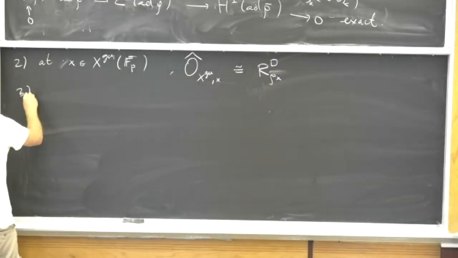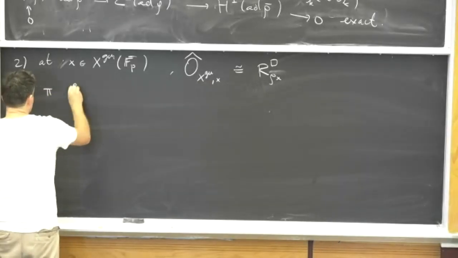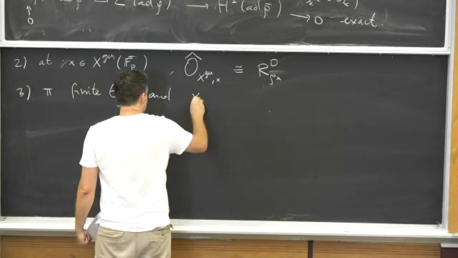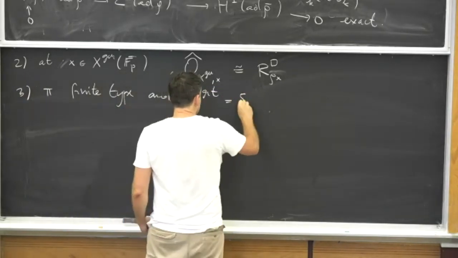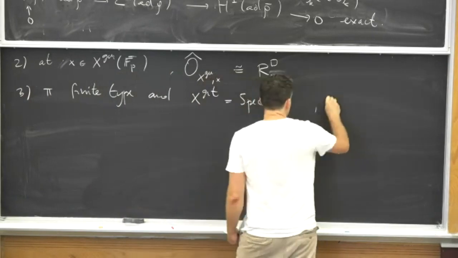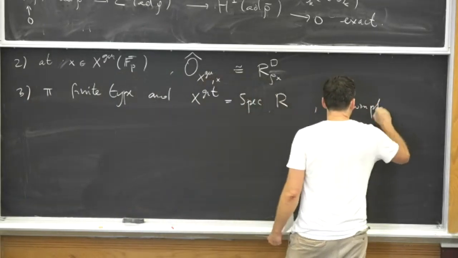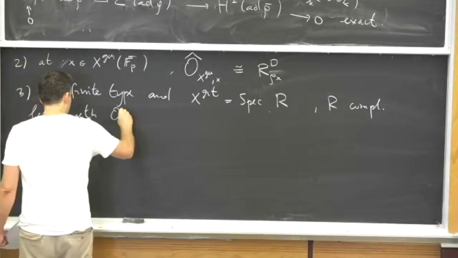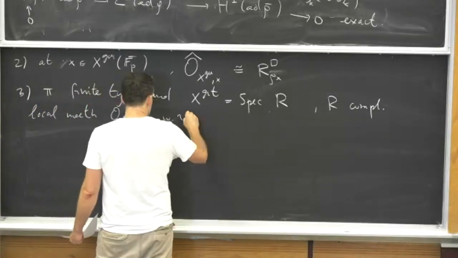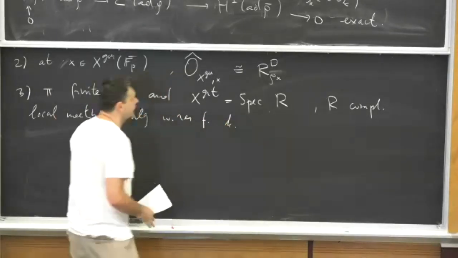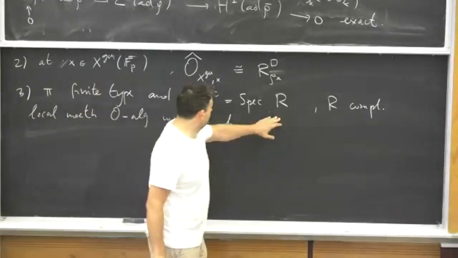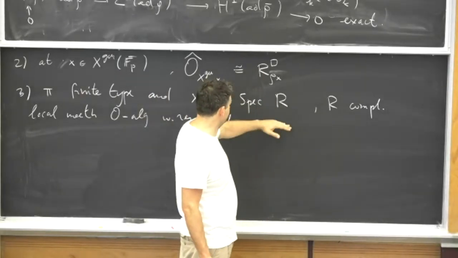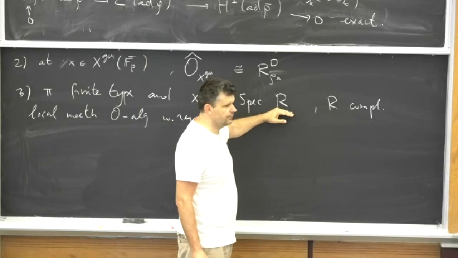Another important feature is that this X gen is of finite type. And this GIT quotient is Spec of R, where R is a complete local Noetherian algebra with residue field. This comes out of the construction, but with this R we can encode the topology.